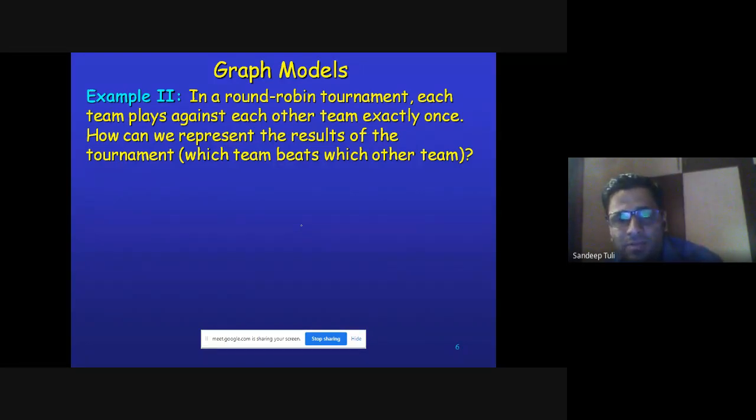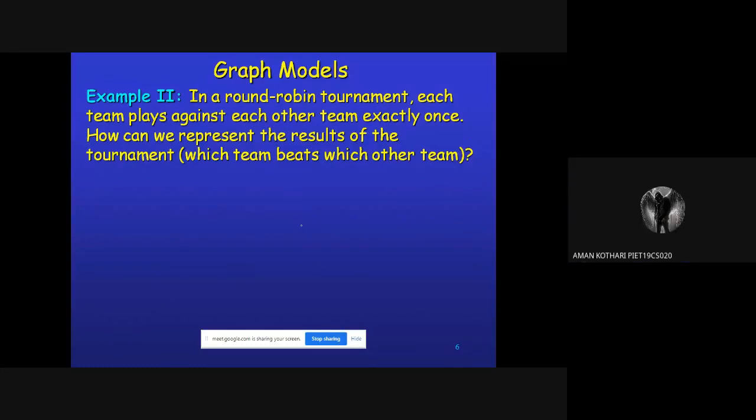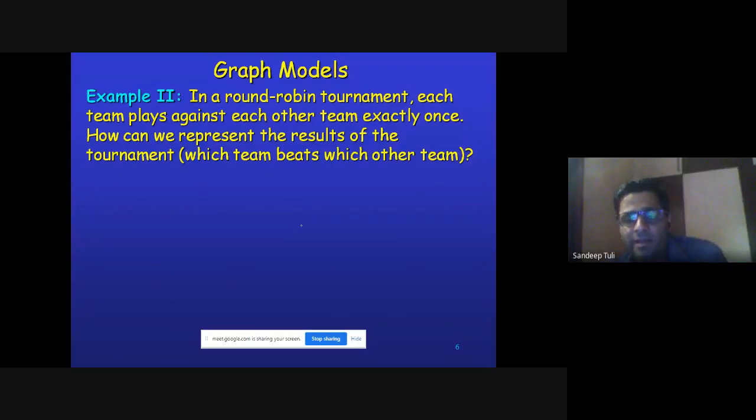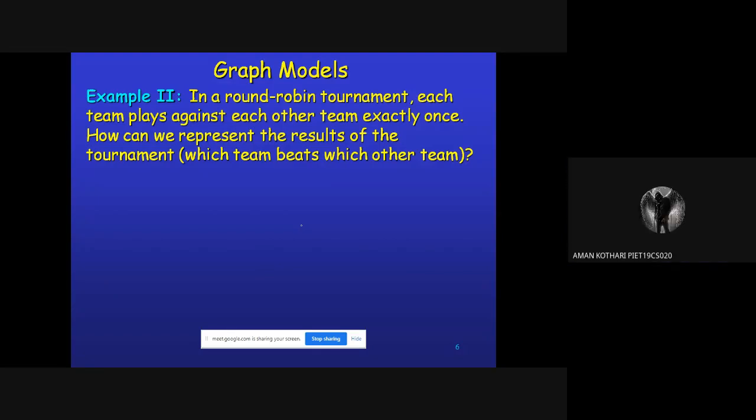Now, suppose I want to show the result of the tournament, which particular type of graph can you use in that? Obviously, directed. Please answer with the why also. Sir, as we are linking one with others, there is no backward or forward.